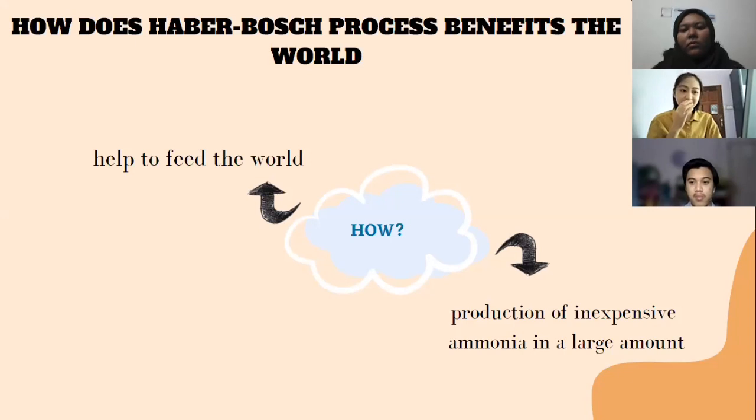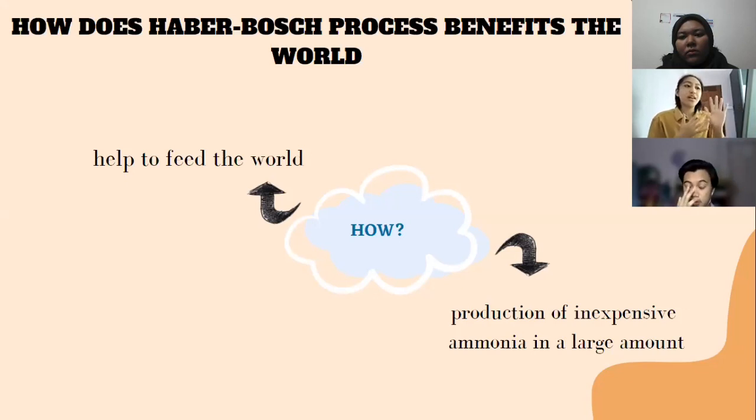Next, production of inexpensive ammonia in a large amount. So how is it possible? An iron catalyst is used in the Haber process for synthesis of ammonia because iron is not easily poisoned compared to other catalysts. A catalyst's main role in industrial processes is to increase the yield of the products. So that's why using the Haber process, the production of ammonia is greater. And because of the presence of the catalyst, the rate of reaction can be sped up.